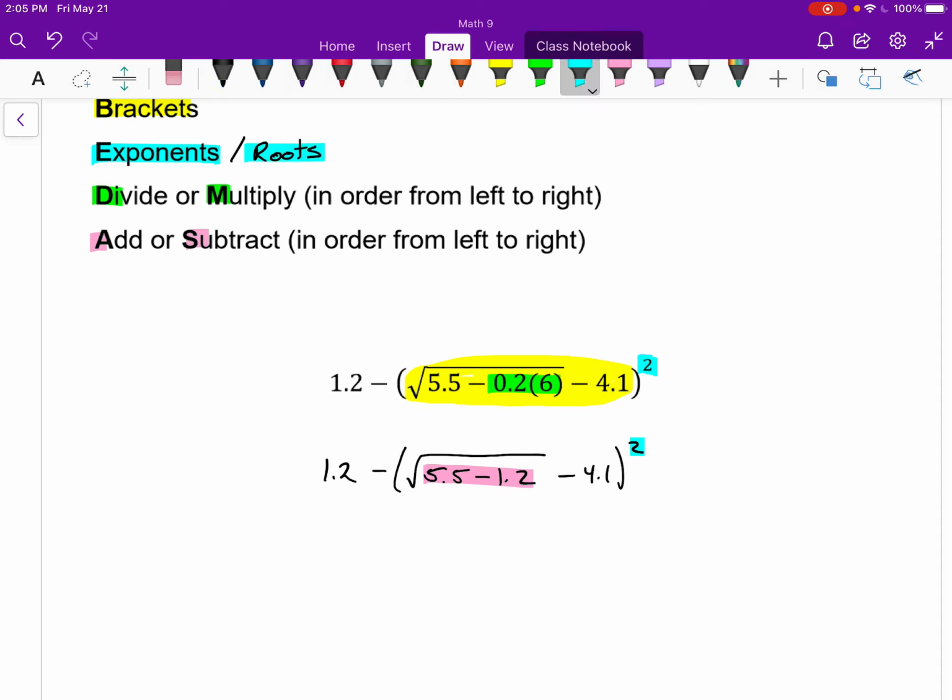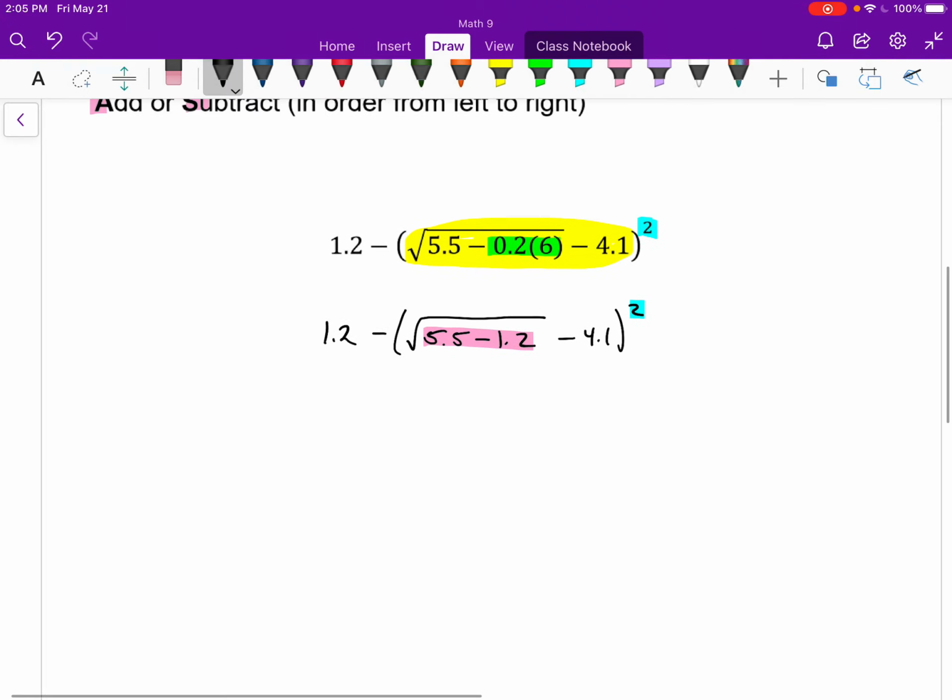As you'll learn in grade 10, square roots and cube roots are actually all related to exponents. But at this point, I still need to figure out what 5.5 minus 1.2 is first. So I'm going to go 5.5 minus 1.2, and then I'm going to find the square root of that. So I have 4.3, the square root of 4.3. All that's minus 4.1, all that's squared, and then the minus right there.